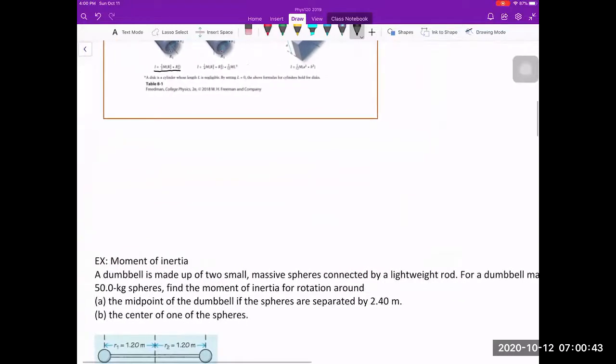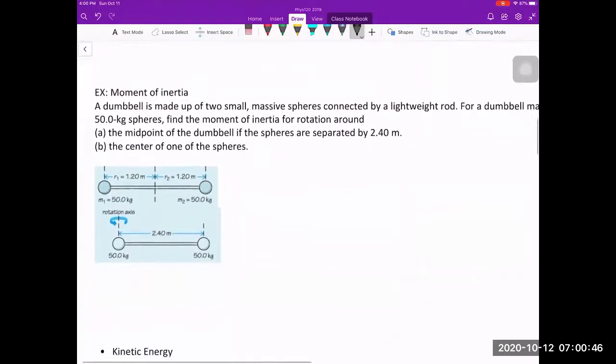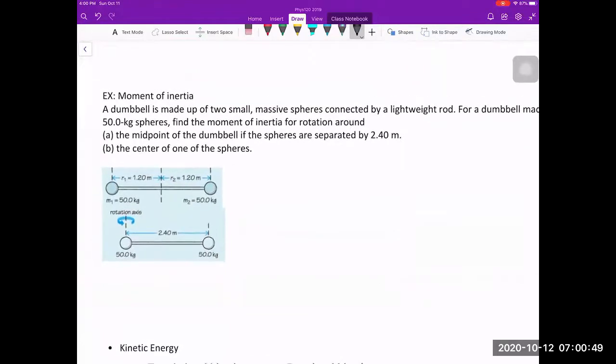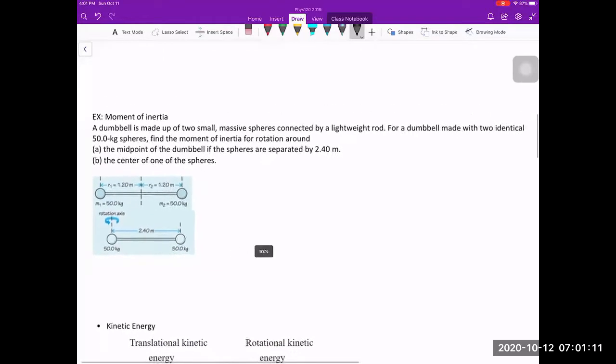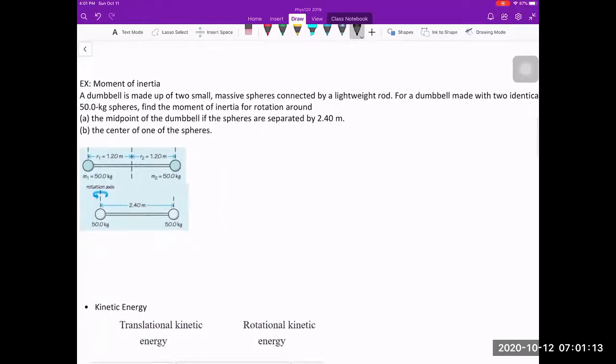Now let's look at how we can use this idea to do the calculation with an example over here. It's very similar to the previous example. We want to know, if you have a dumbbell with a rod connecting these two, and the distance between these two is 2.4 meters. We're looking at two different cases. The first case is it's rotating about this one here, about the center. The other one, we are rotating about one of the spheres.